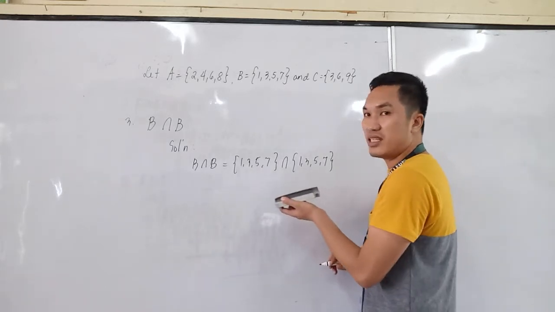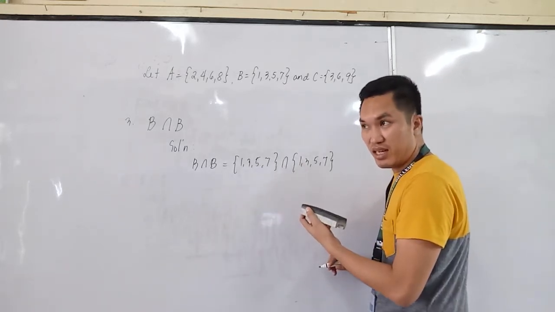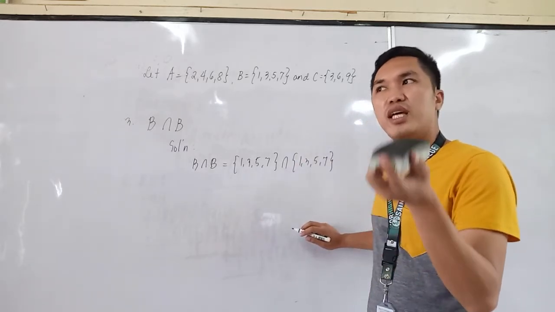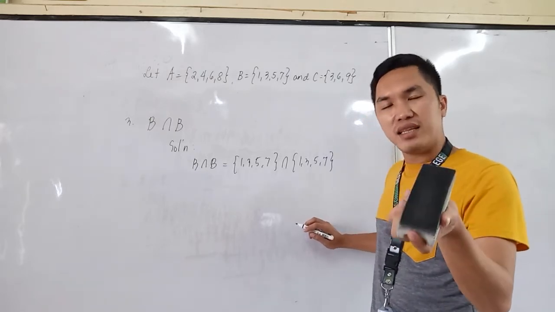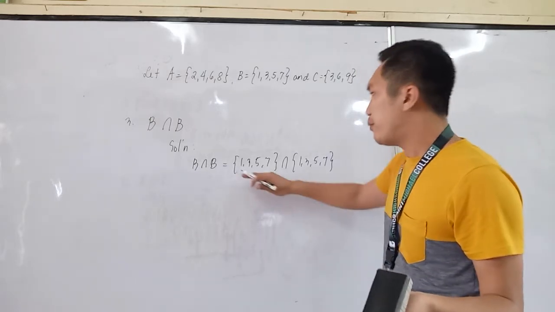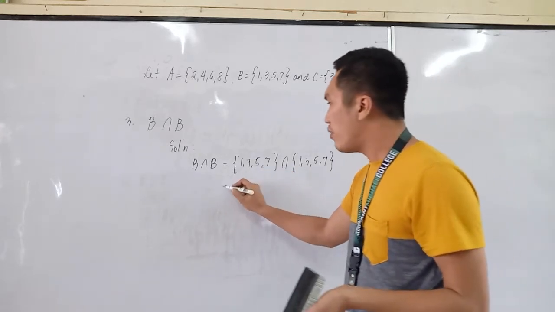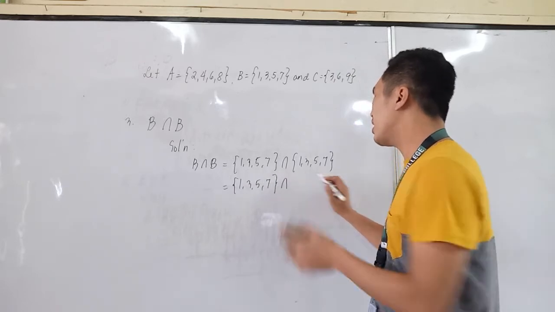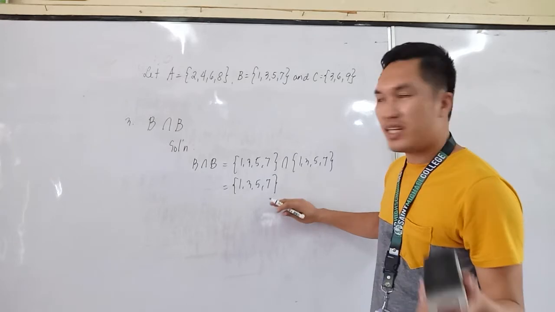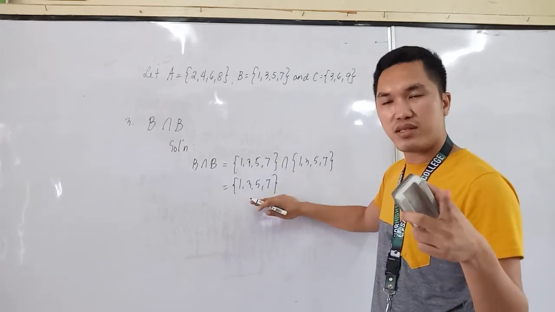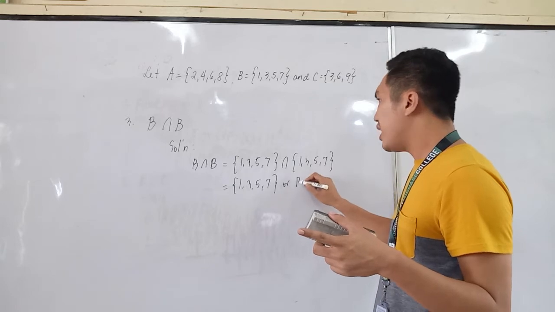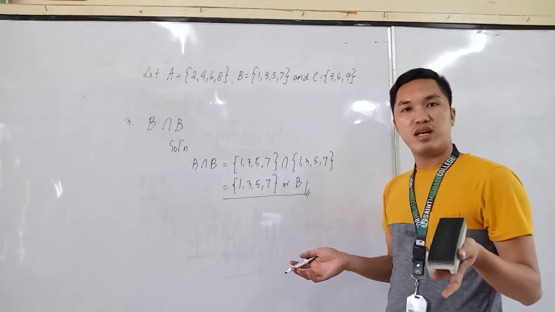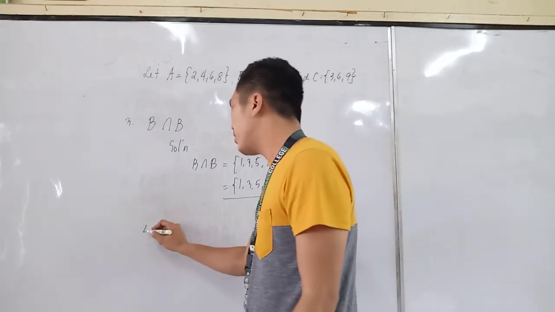Okay, as you have noticed, they have the same elements. So when you see an intersection, the keywords are common element, same elements. So since all the elements are the same, our answer would be 1, 3, 5, 7 intersection 1, 3, 5, 7. Since the elements are the same, we will just copy, or simply B, or set B is the answer. Question. Okay, now, let us proceed with the fourth example.